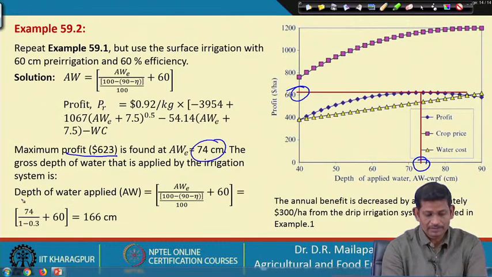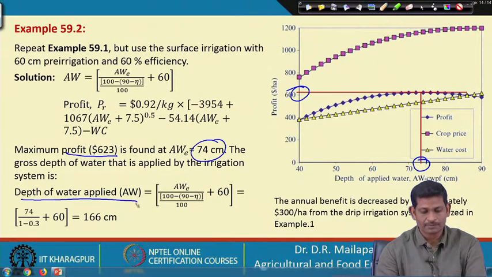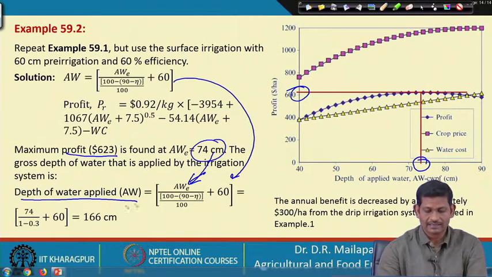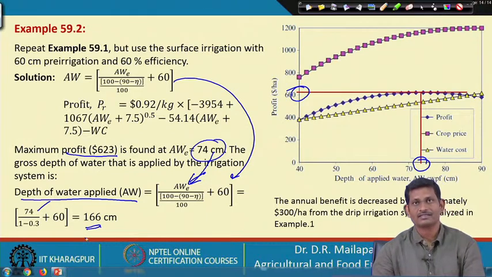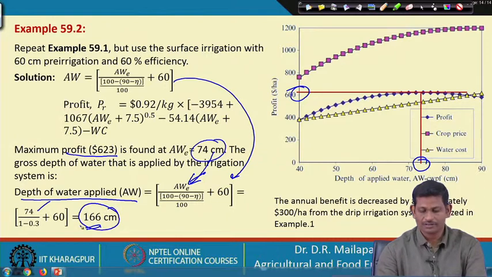So, now the gross depth of water applied in case of surface irrigation is equal to AWD, AWE 74 over 1 minus 0.3 plus 60. Same equation you can repeat, and then substitute the value: 74 over 1 minus 0.3, because 90 minus 60 is 30, that is 0.3, plus 60, that is 166 centimeter. So, 166 centimeter you need to apply in case of surface irrigation. So, huge amount of water you need to apply.